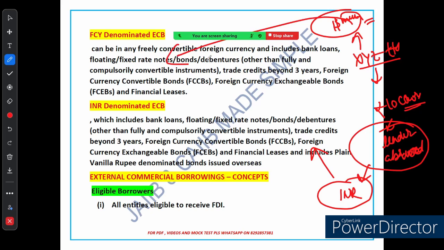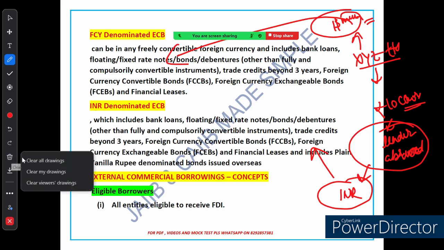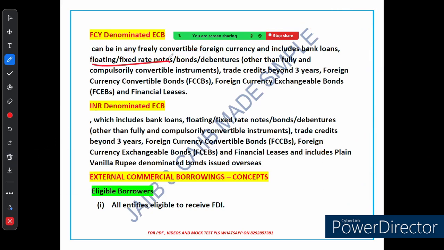And the similarity is that these ECB can be used for different purposes. What are the different purposes? Like you can issue bonds, debentures, trade credit beyond 3 years, FCCB, right? So both types of ECB can include various instruments like floating and fixed rate notes. These floating and fixed rate notes are nothing but what are called bonds, right? This includes trade credit also.